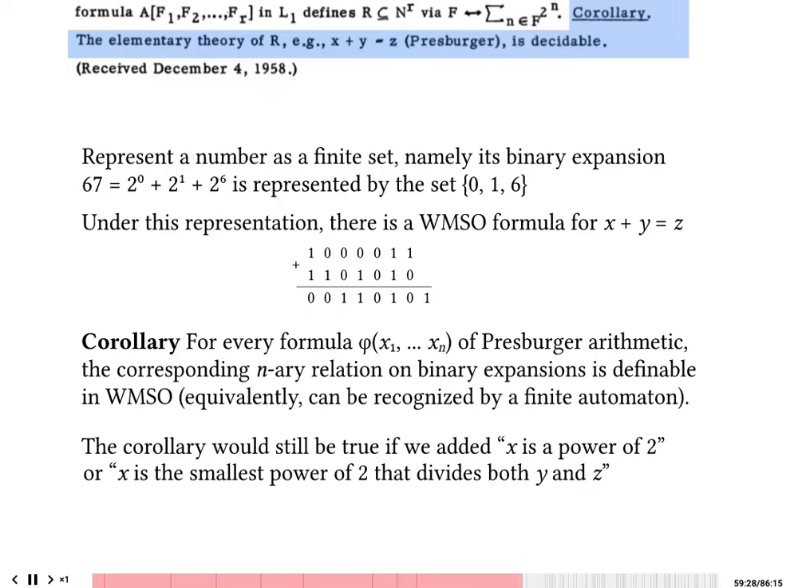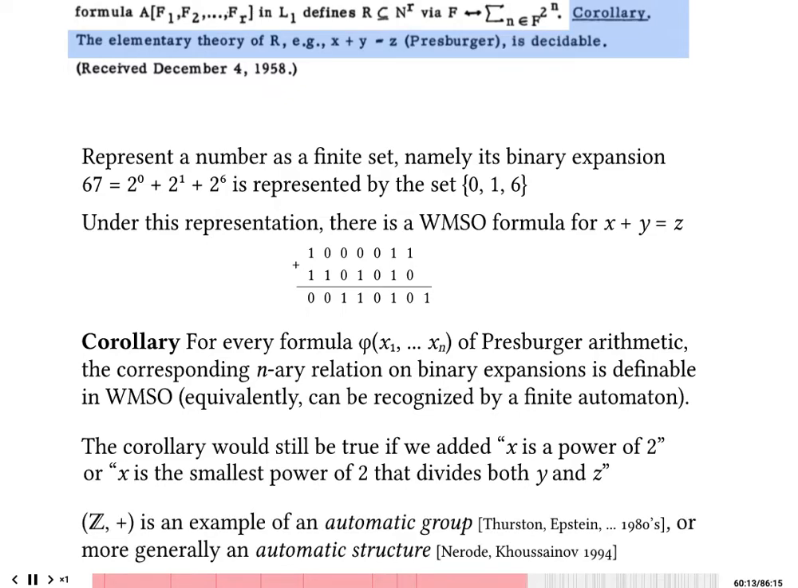You just look at the least significant digit where both y and z have a 1, and x has to be the power of 2, which corresponds to that digit. It's a little bit of a random and arbitrary predicate, but it has the property that if you add this particular predicate to Presburger arithmetic, then you get all of the power of finite automata, namely, the corresponding n-ary relations on binary expansions are going to be exactly the regular ones.